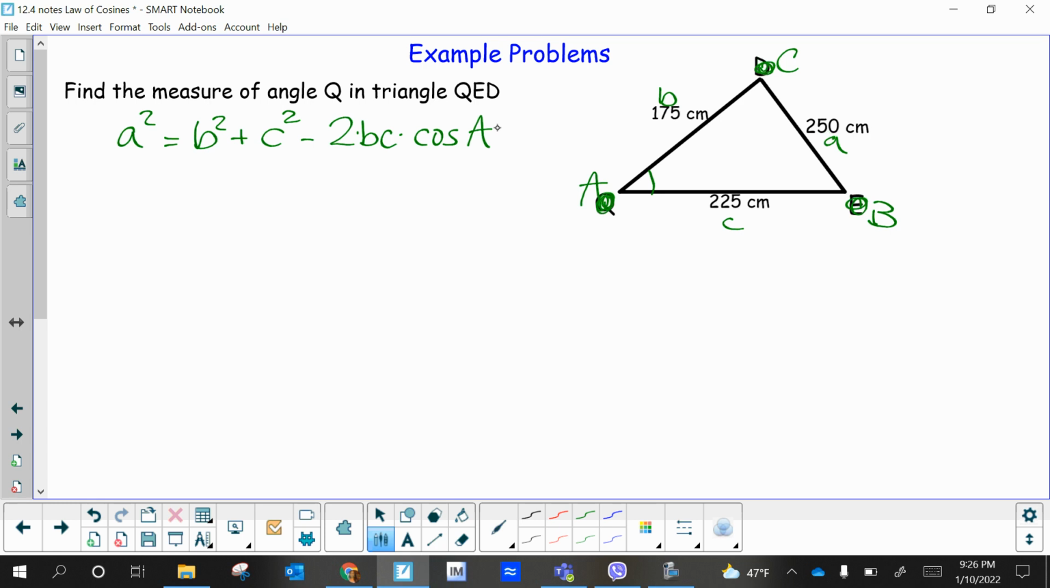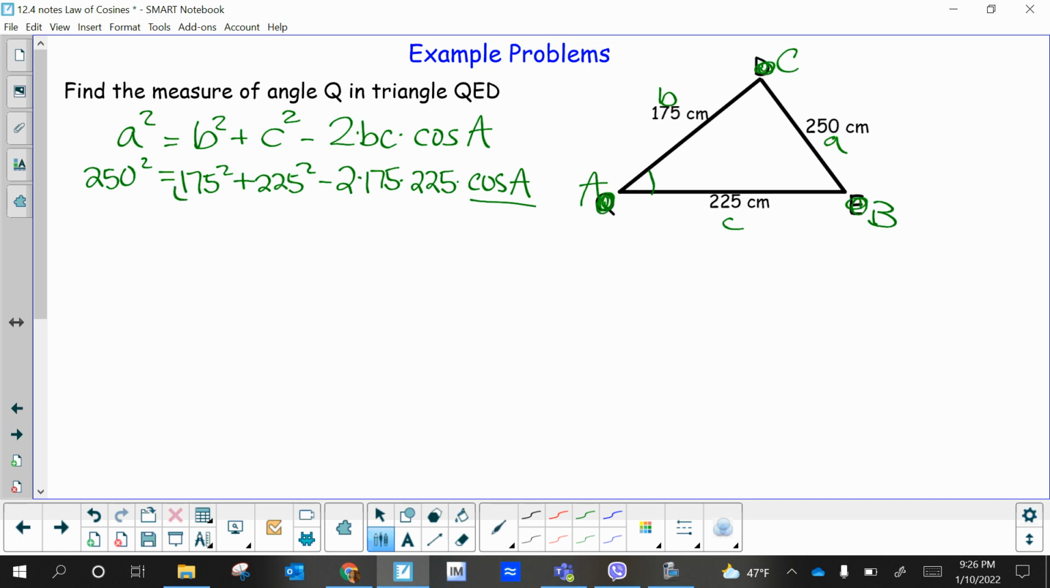So I have little a is 250 equals little b 175 squared. C is 225 squared minus 2 times 175 times 225 times cosine of a. Okay, so this one's a little bit more difficult problem because I need to get this by itself, because that's what I want to solve for.